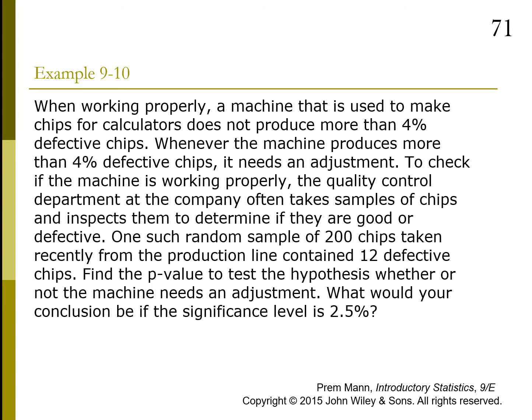And so they took a random sample of 200 of these chips, and out of these 200, 12 were defective. Now, they want the p-value to test the hypothesis of, the machine needs adjusting. So they want a conclusion. They're going to say they're happy with a significance level of 2.5%.